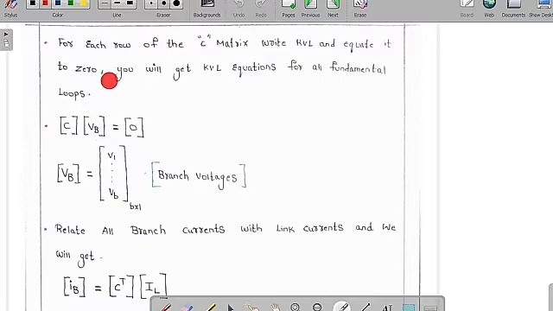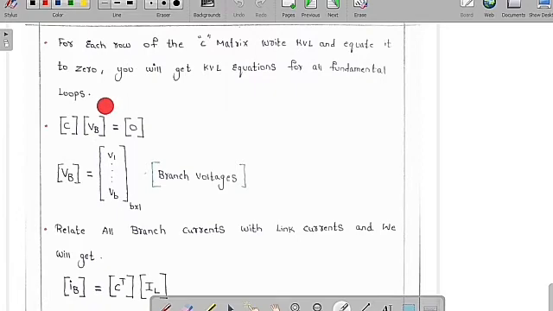Means here we are going to write the KVL for each and every row. It is like an equation of branch voltages. So with the help of this, we are going to get the KVL of each and every loop. Therefore, you will get KVL equations for all the fundamental loops.